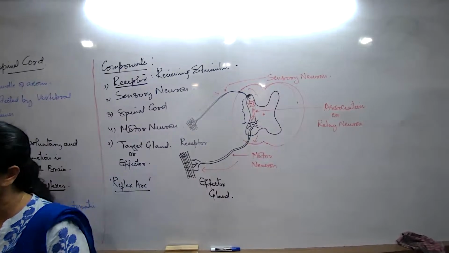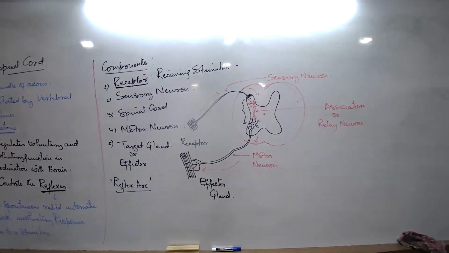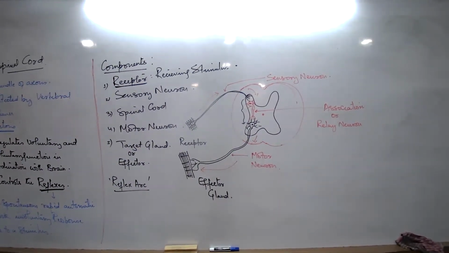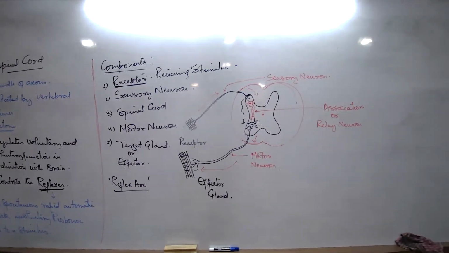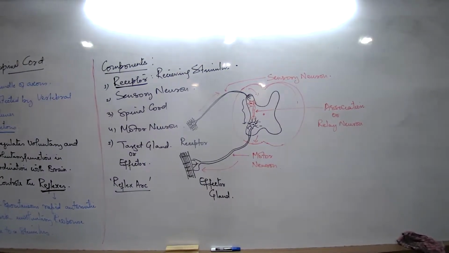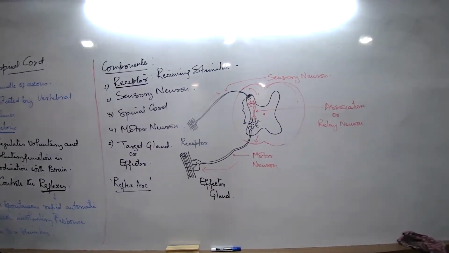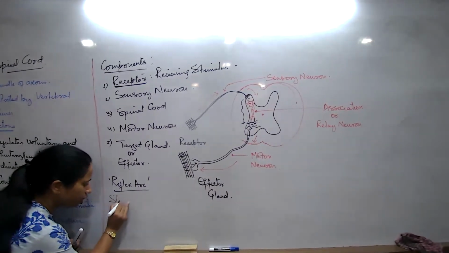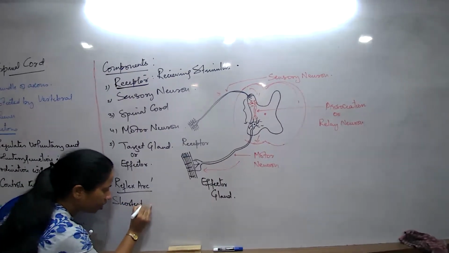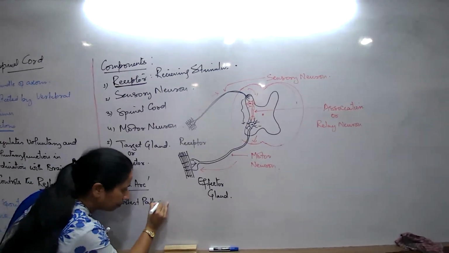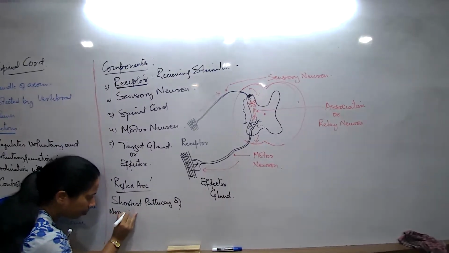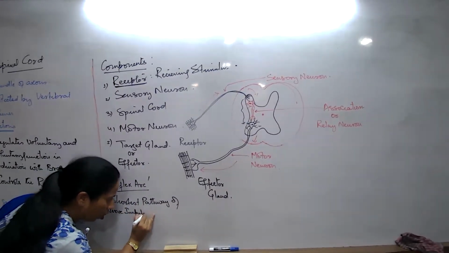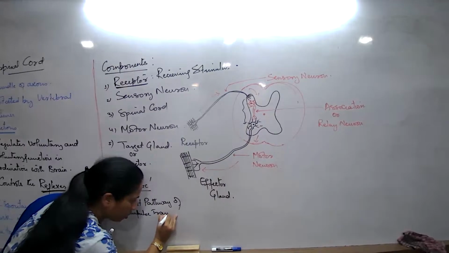Reflex action is a response. What is reflex arc? It's a pathway. Pathway for what? Pathway for nerve impulse transmission, which is very rapid. Then how do we define this reflex arc? It is the shortest pathway of nerve impulse transmission.